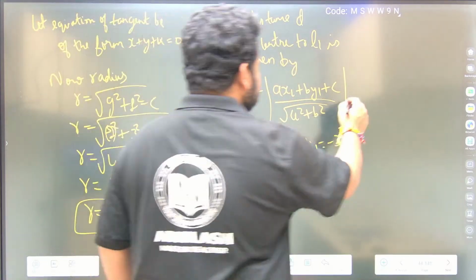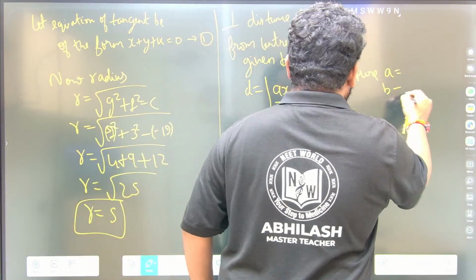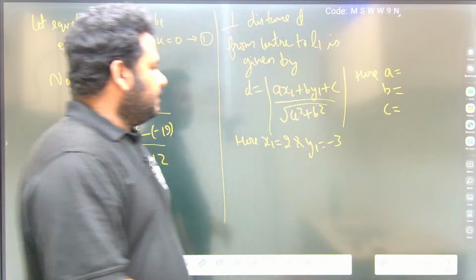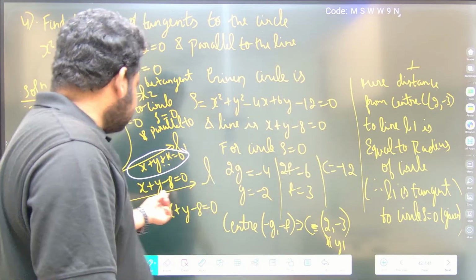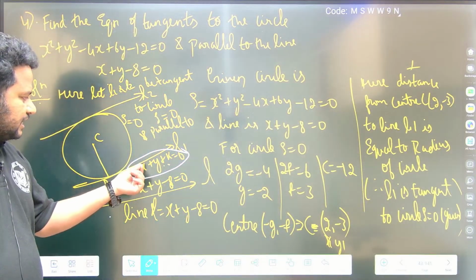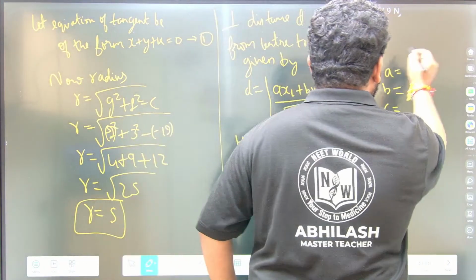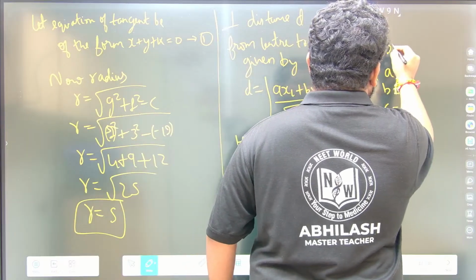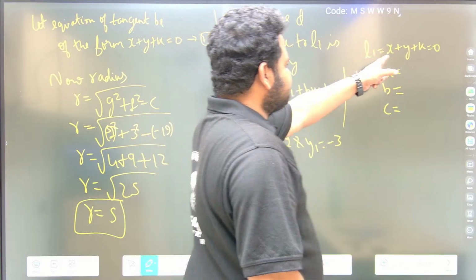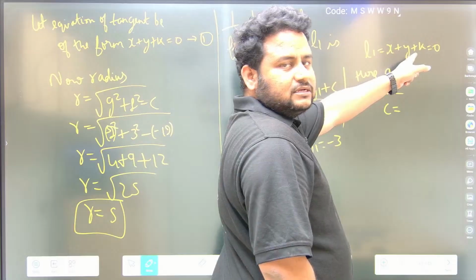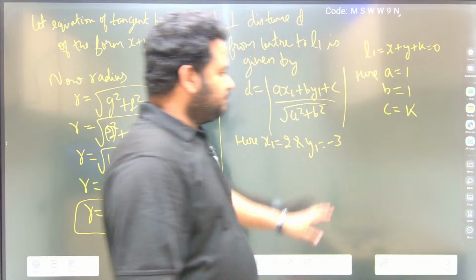And here, what is the value of A, B, and C? Write down. Line L1 we took as x plus y plus k is equal to 0. Okay, so here ax1 plus by1 plus k. So A is 1, B is 1, C is k. That's all. Put the values in this equation.